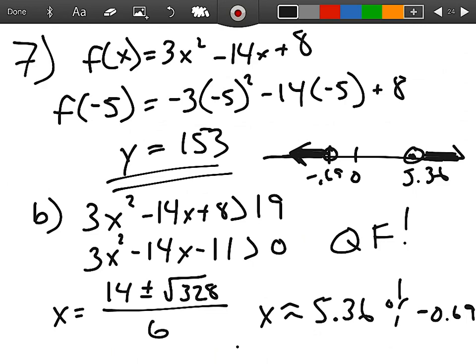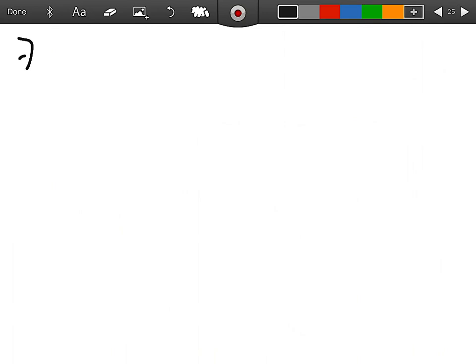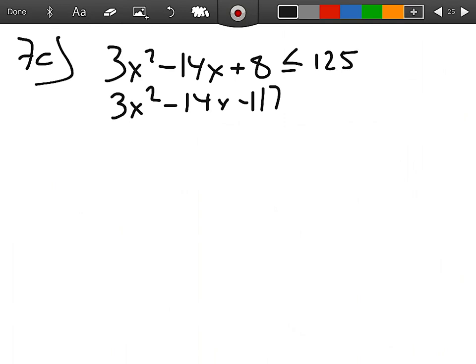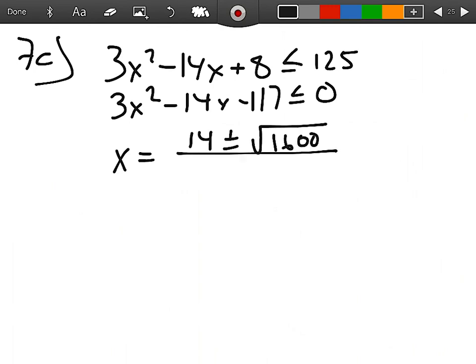The next thing we're going to look at is 7C. So 7C, we're going to do less than or equal to 125. So 3x squared minus 14x plus 8 less than or equal to 125. 3x squared minus 14x. Bring over the 125. So you have negative 117. Again, quadratic formula. 14 plus or minus the square root of 1600 over 6. X is equal to 9 or negative 4 1/3.